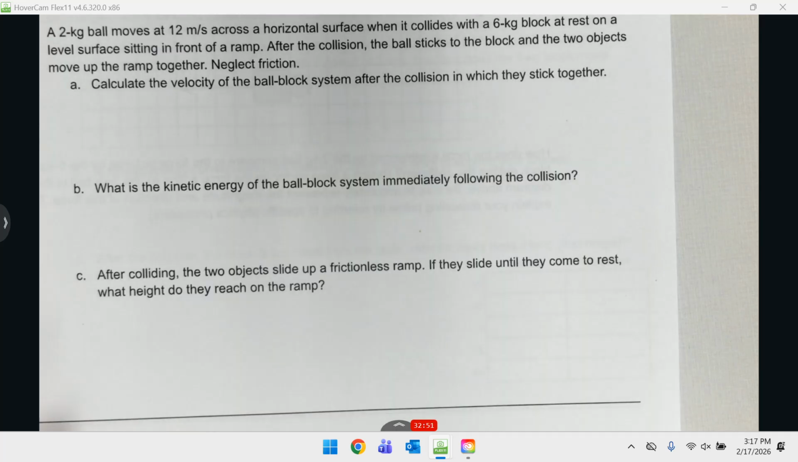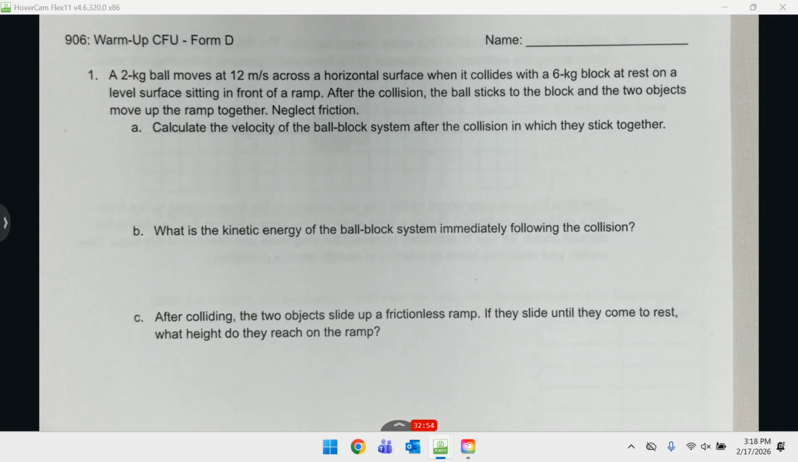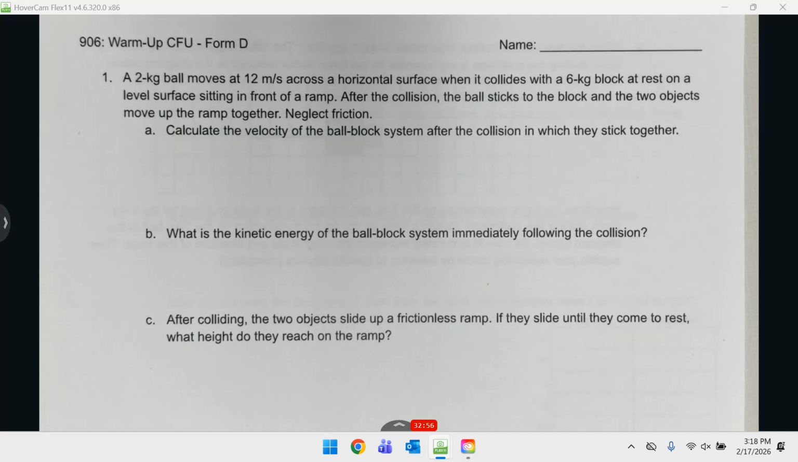Let's take a look at the last one, which is Form D, and then I do have a makeup version as well that we can look at. Form D says, a 2-kilogram ball moves at 12 meters per second across a horizontal surface. When it collides with a 6-kilogram block at rest on a level surface sitting in front of a ramp. After the collision, the ball sticks to the block and the two objects move up the ramp together, neglect friction. So instead of it starting at the top of a ramp and rolling down, in this particular problem, the collision sends them uphill instead. So we're still going to be dealing with a similar type of problem, but it's kind of going the opposite direction.